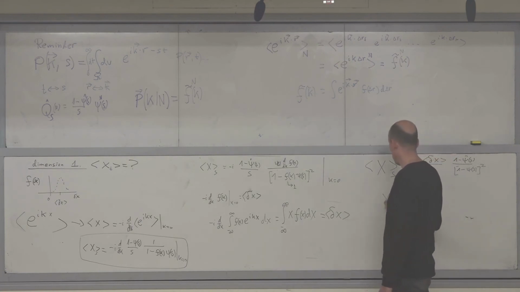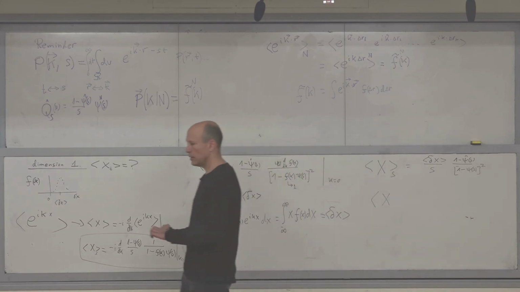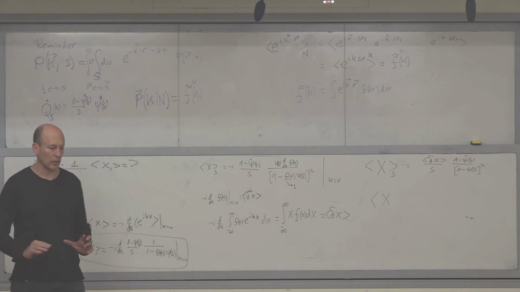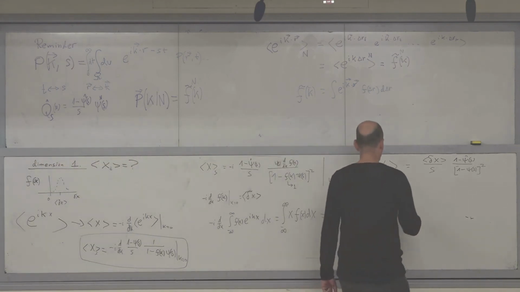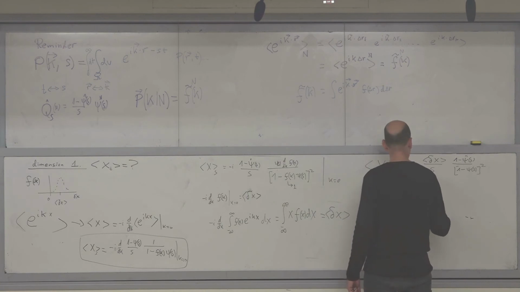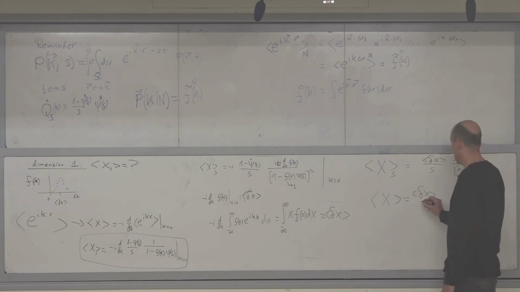So I found an exact expression, exact in the following sense. It doesn't matter what the waiting time PDF is. It can be exponential, it can be whatever you want. The average position is given by the microscopic size of the individual jump times s, 1 minus psi, the Laplace transform of s.